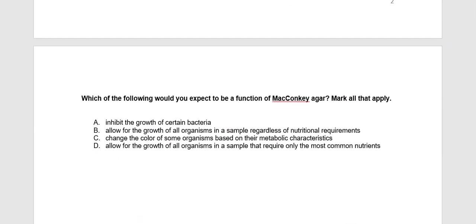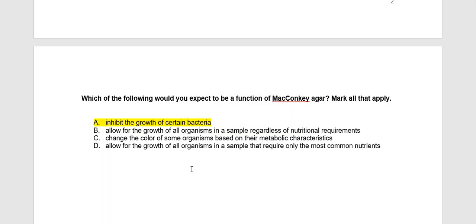MacConkey's agar inhibits the growth of certain bacteria. Well, yes, remember it has that selective quality about it. In fact, MacConkey's agar is selective for the growth of gram negatives, and it inhibits the growth of gram positives if it's not a heavy inoculum.